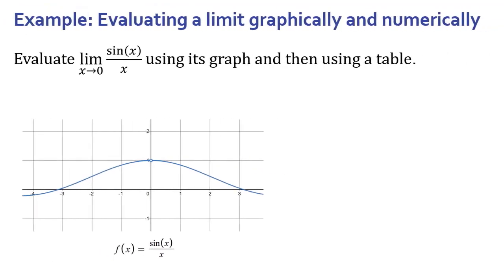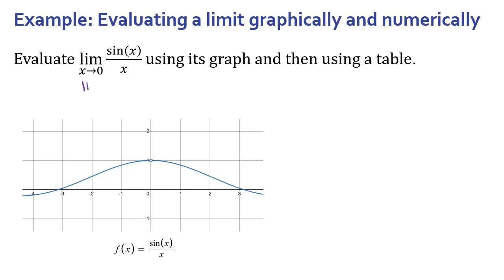Let's look at an example, evaluating a limit graphically and numerically. Evaluate the limit as x approaches 0 of sine of x over x using its graph and then using a table. What you see here in this image is I've graphed f of x equals the sine of x over x. You can see that this graph is undefined at x equals 0, and that's because you can't have 0 in the denominator. So let's see though what happens as x is approaching 0.